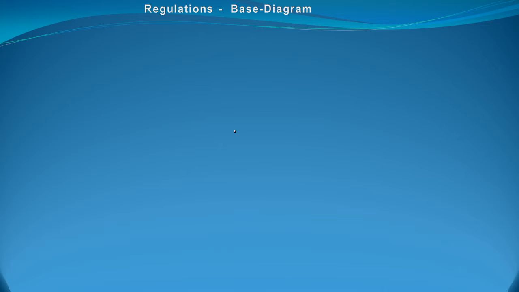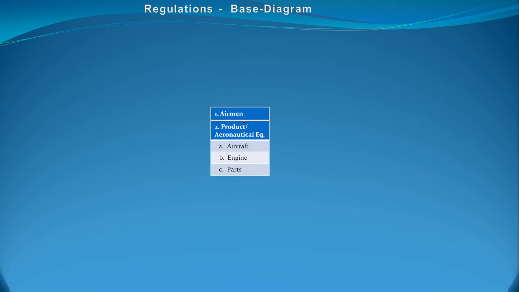middle of regulation. Number one, definitely, this is people. In our case, airmen. The next, product, aeronautical equipment, which is aircraft, engine, parts. And next, manuals and documents. So those are the major subjects, where all regulation starts from.